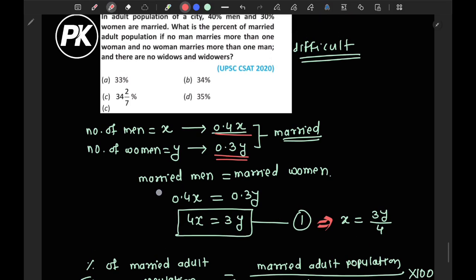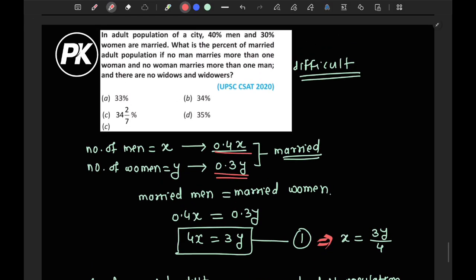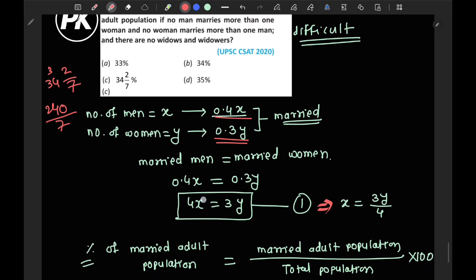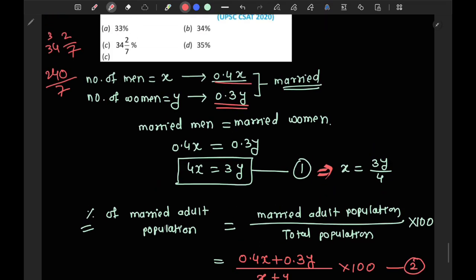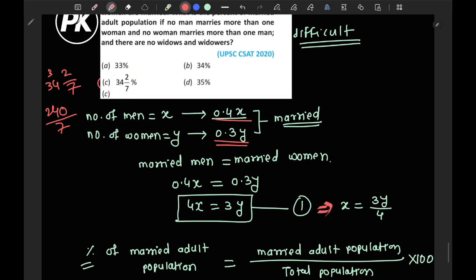Now just check the problem. 240 divided by 7 is 34 approximately. Let's check if it comes like that. 7 4s are 28, 28 and 2 is 30, 7 3s are 21, 21 and 3 is 24, so 240, and this 7 as it is, 240 is divided by 7, and that is the answer we got, right? 240 divided by 7, and hence option number C is correct.